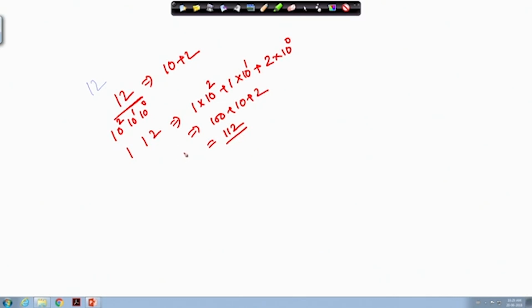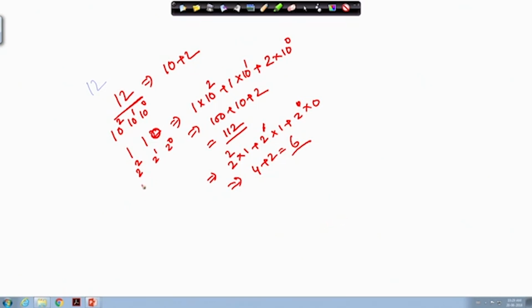The same thing in binary: each digit will be 0 or 1. The weights become 2 to the power 2, 2 to the power 1 and 2 to the power 0. So the value becomes 2 to the power 2 into 1 plus 2 to the power 1 into 1 plus 2 to the power 0 into 0, which is nothing but 6.